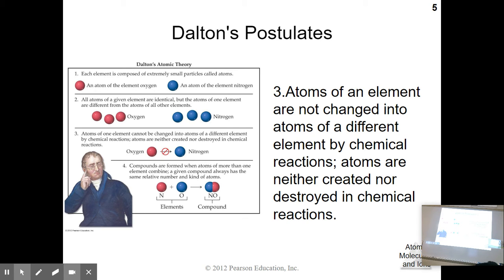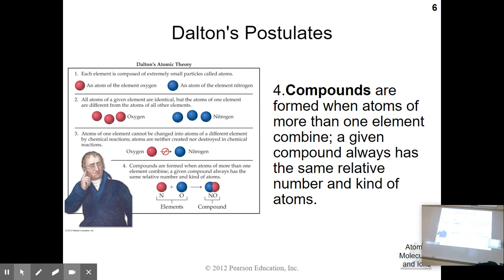Of course, that's before we started understanding radioactivity. But again, we're talking chemical reactions. There's a difference. And number four, compounds are formed when atoms of more than one element combine. A given compound always has the same relative number and kind of atoms.